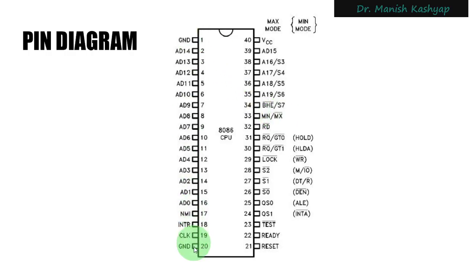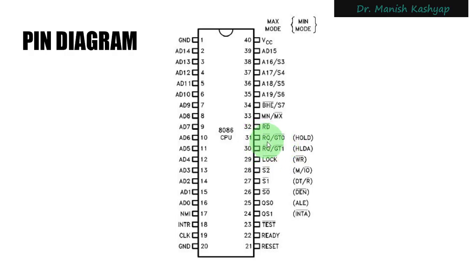All of the pins will have the same meaning for both modes, except for the pins from pin number 24 to pin number 31. Whatever is written inside these small brackets is applicable for the minimum mode of operation, and we discussed this in the previous lecture together with the timing diagram. The same thing we are going to do for the maximum mode of operation, where the request/grant pins will be used, RQ/GT0 and RQ/GT1.